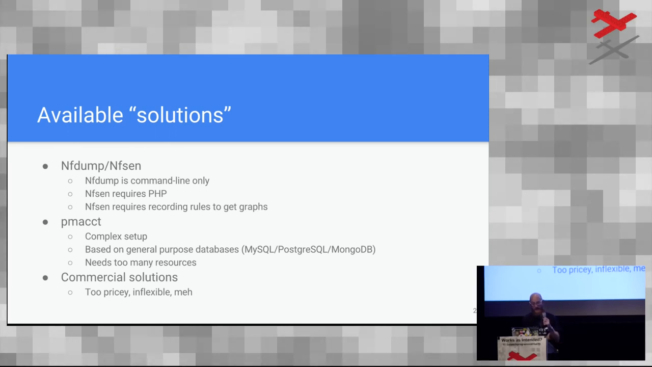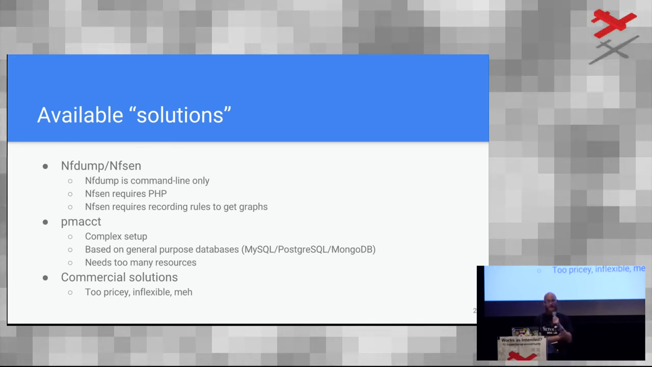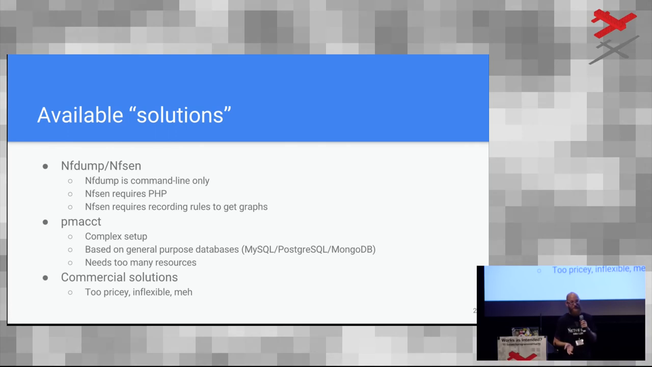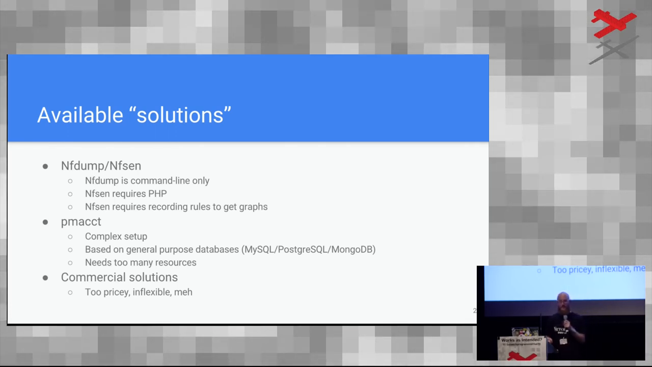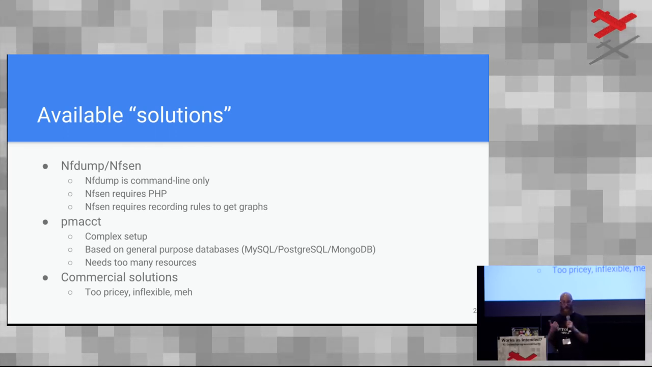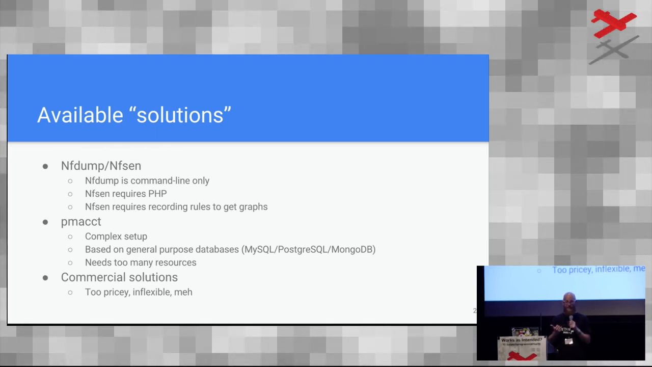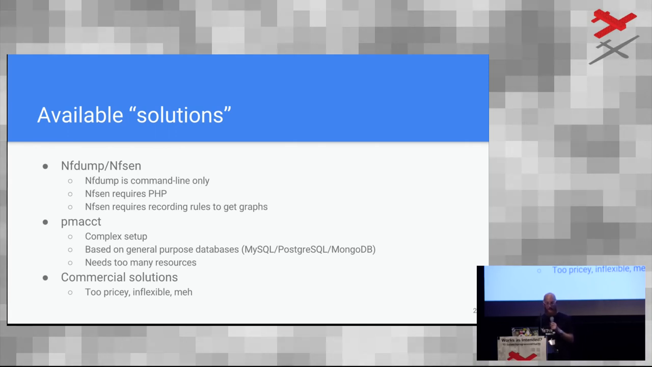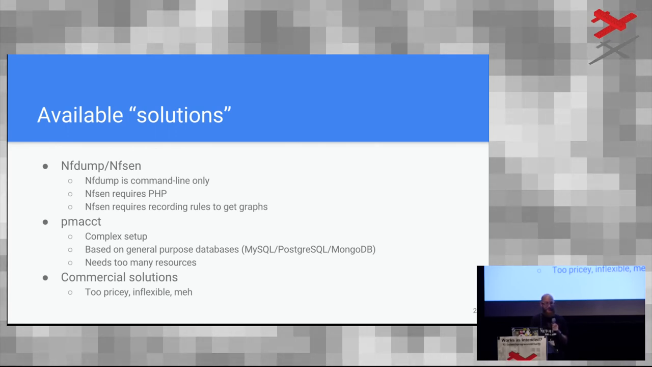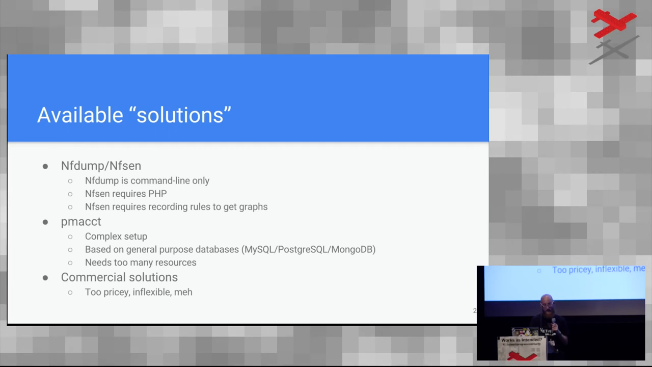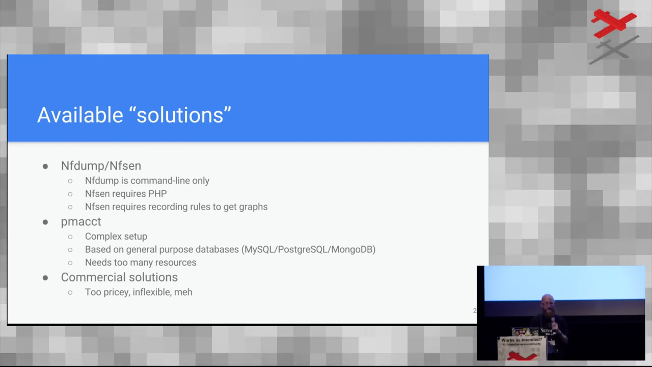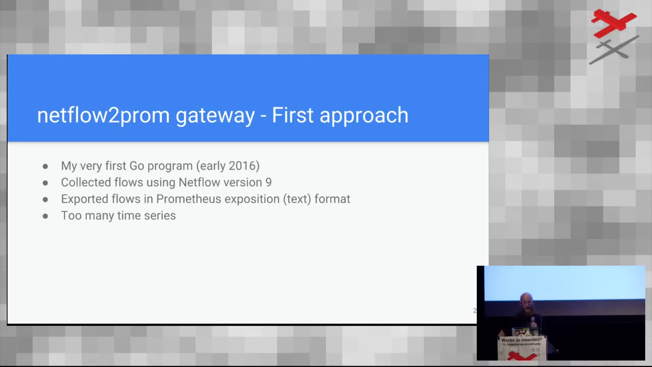Then there's this PMACCT thingy that I had to look at. It was very complex to set up, and the fact that it throws all the information into general-purpose databases like MySQL or Postgres or MongoDB, and I have 1 million inserts per minute, which is, I think, 16,000 per second or something. It's quite a lot. And just one machine to get the job done made me doubt that this is actually possible with these resources and this software. Commercial solutions, I just had a look at what is on the market, but I didn't have any hands-on experience. But we found them all too pricey or too inflexible, or they are just not open source. Meh.